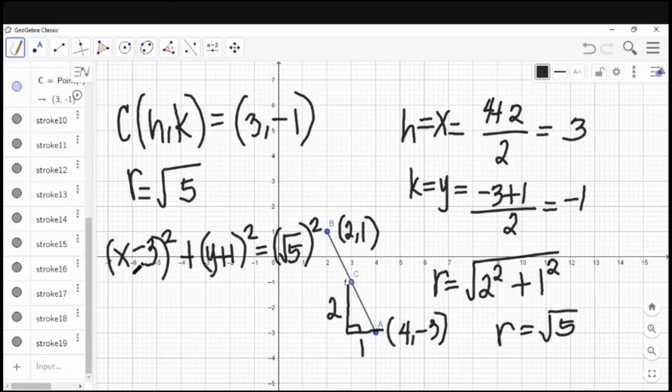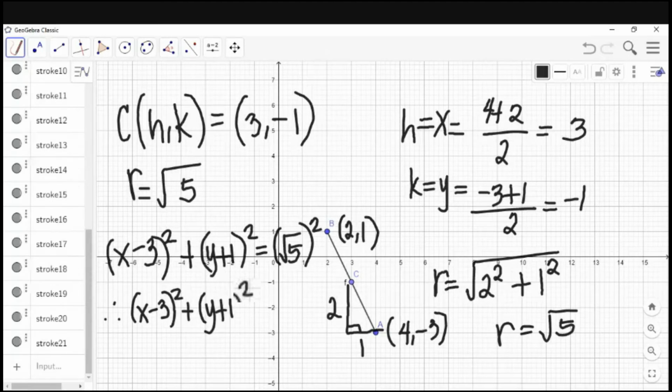So by simplifying this, the standard form of the equation of this circle is the square of x minus 3 and the square of y plus 1 equals 5. And this is the final answer.